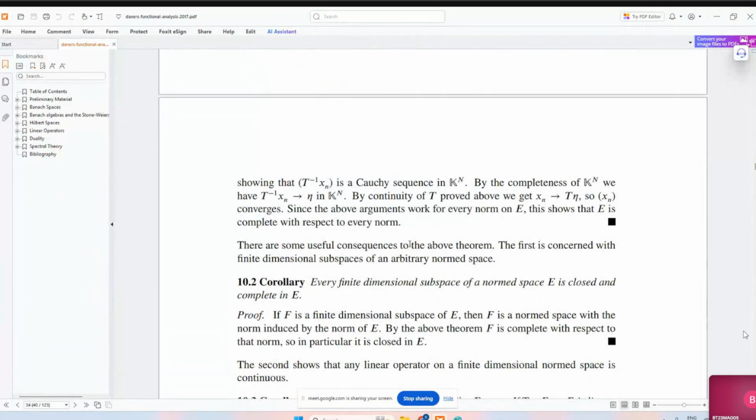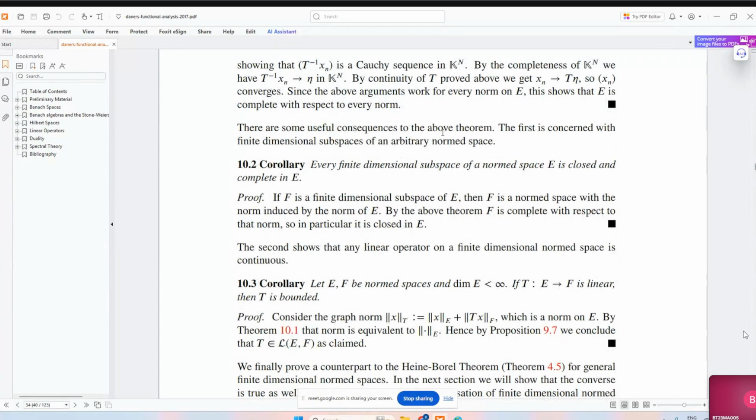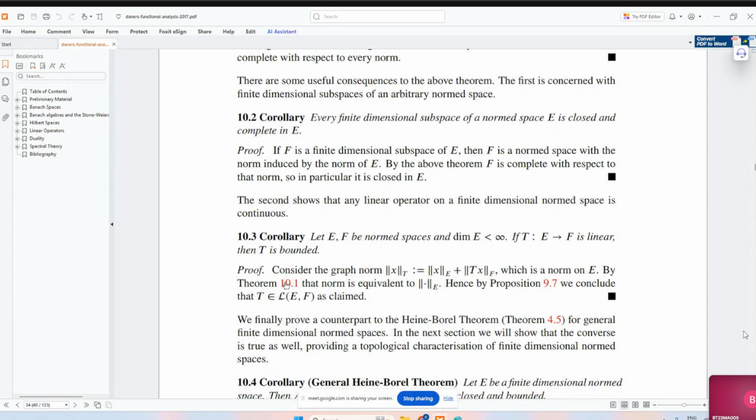This is what the theorem, the Cauchy-ness, is talking about. So there are some useful consequences. Every finite dimensional subspace of a normed linear space is closed and complete. Why? Because if you take any finite dimensional vector space, it will be isomorphic to Kn or Rn, but Kn or Rn is closed and therefore this is also closed. So any finite dimensional subspace of a normed linear space is always closed. Every finite dimensional normed linear space is closed and complete.